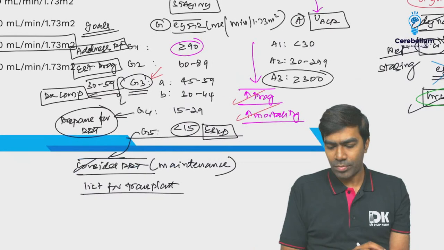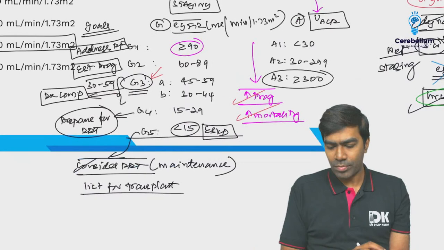So nitrofurantoin, what is the dose we'll give? The common dose is 100 milligram BID for 3 to 5 days. That's the usual dose. Alternately, you can use cotrimoxazole, TMP-SMX. This is also a very good drug. Bactrim DS two times a day for 3 days.